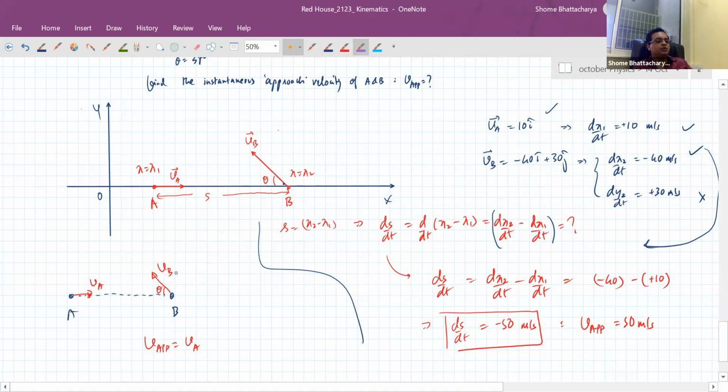So B's velocity has to be broken into two components. One component is perpendicular to the line, and that component does not affect the line because it's perpendicular. So it does not affect the distance between A and B just now. It will affect it a moment later because that line will change. But at this instant, this VB sin theta has no effect on the distance between them. It is only this VB cos theta which has an effect. So S is the distance between them, and minus ds by dt is the rate at which the distance is decreasing. B's velocity is contributing a component towards A of VB cos theta.